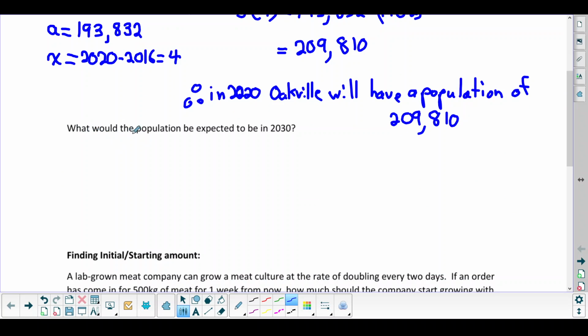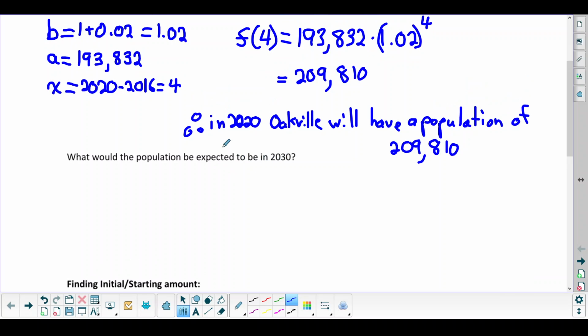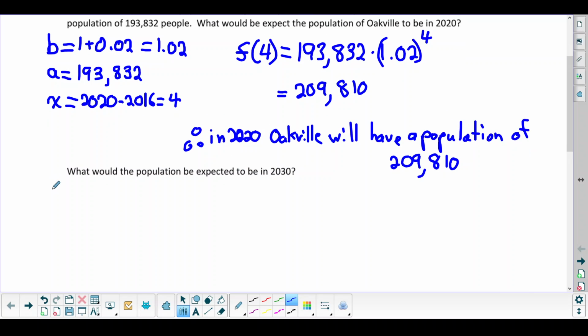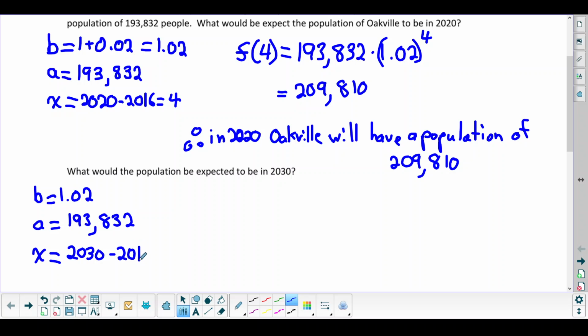Okay, so what would the population be expected to be in 2030? Well, for the most part, everything is the same for this question. So our b is still 1.02. Our initial amount is still 193,832. That's the population in 2016. Our x value does change, though. So 2030 minus 2016. That's 14 years. So we can use our equation. We want to find the population after 14 years.